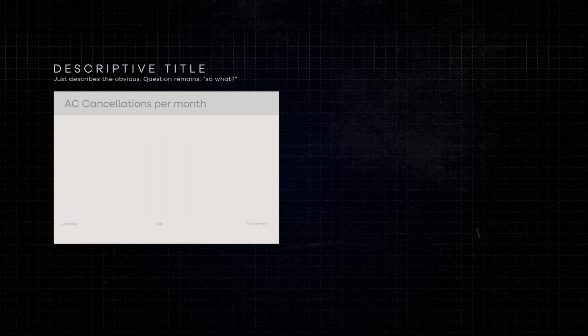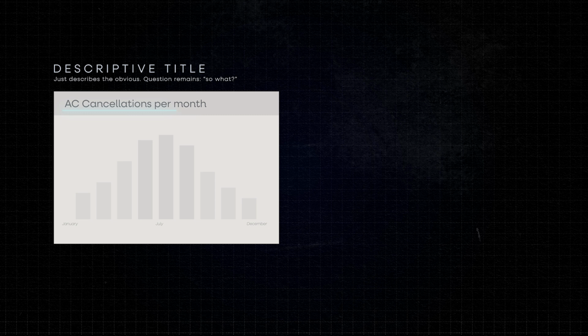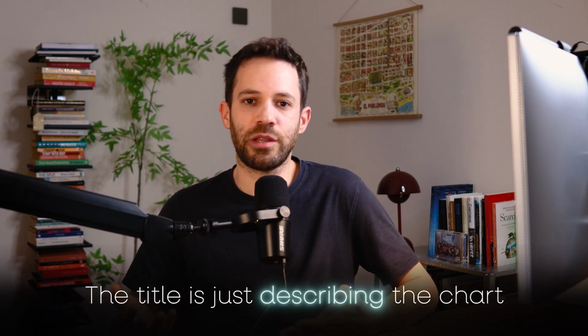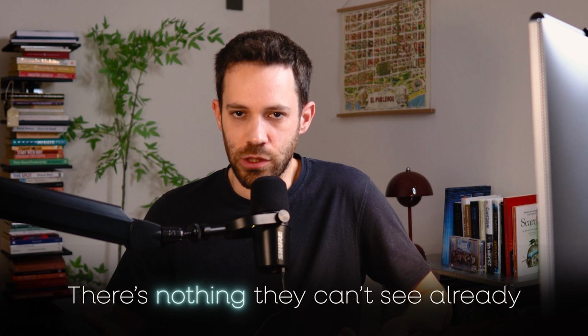Now, this video is not about how to structure presentations. I've actually done a video on this before, but let me explain what is the most common mistake I see, because once you fix it, all your presentations immediately will look more senior. Now, look for example at this common slide. The title says AC cancellations per month, and indeed the chart is showing the bars going up in summer. But when your manager sees this, they will be thinking, okay, so what am I supposed to do with this? Because the title is just describing the chart. There's nothing here that they cannot see already with their eyes.